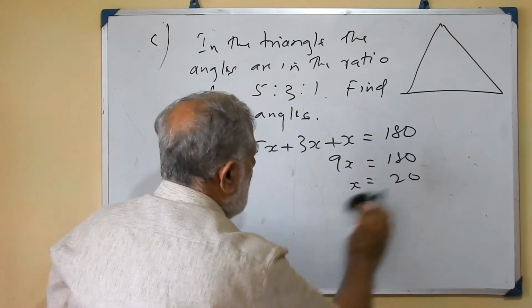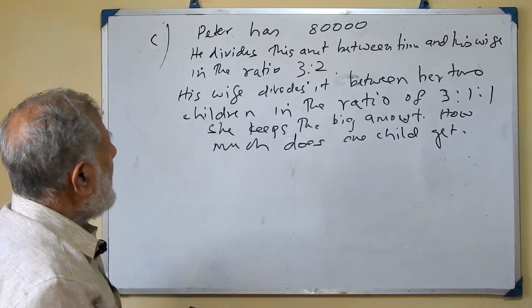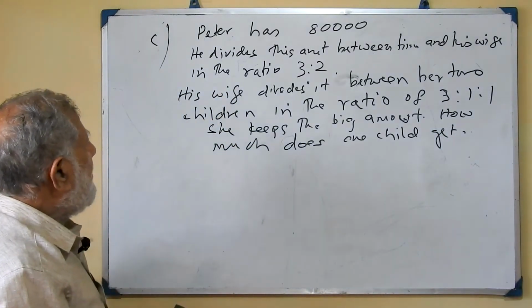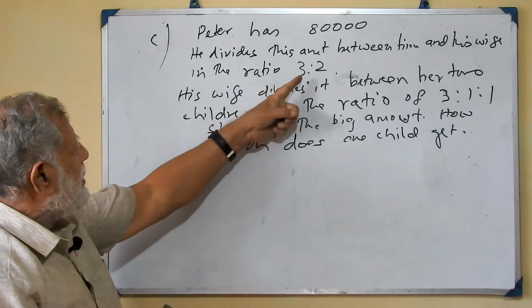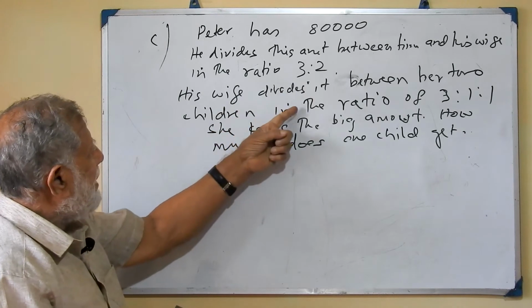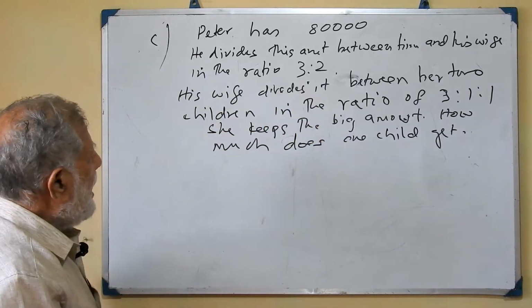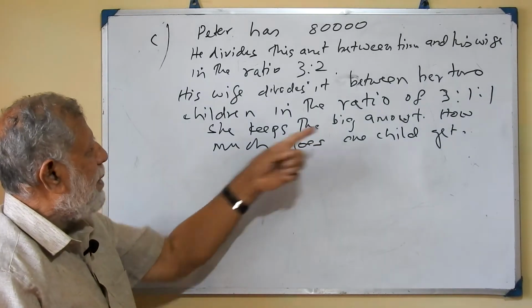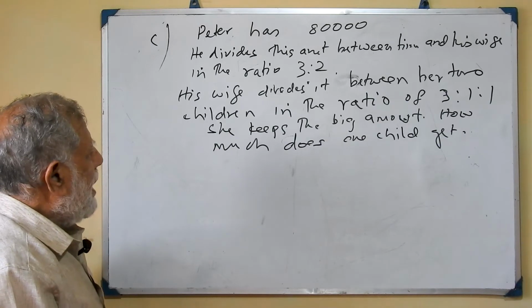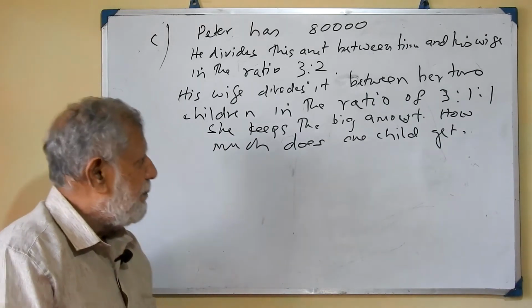We will just take one more example. Now look at this one. Peter has 80,000 rupees. He divides this amount between him and his wife in the ratio of 3:2. His wife divides it again between her two children in the ratio of 3:1:1. She keeps the bigger amount. How much does one child get? So the question is, we have to just find how much one child gets.